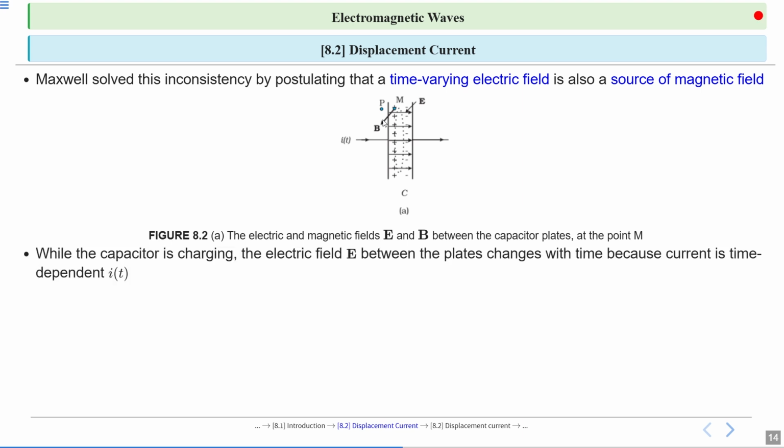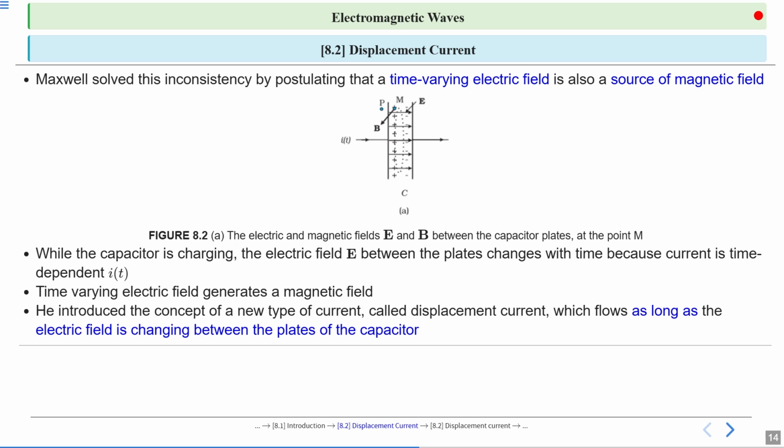While the capacitor is charging, the electric field E between the plates changes with time because current is time dependent. Due to this, the charge accumulated on the plates of the capacitor is also changing with time, and the electric field depends on the charge on the capacitor. So the electric field that exists between the plates of the capacitor is also varying with time. So a time varying electric field generates a magnetic field.